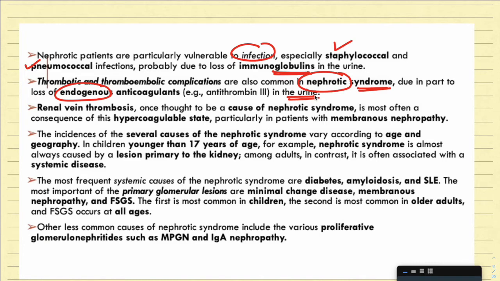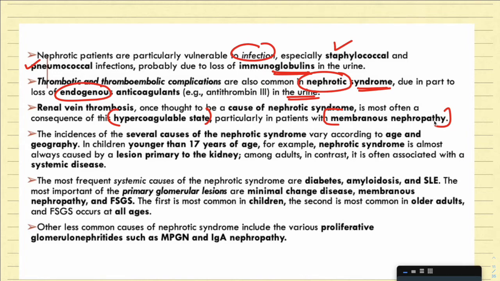Now, renal vein thrombosis, once thought to be a cause of nephrotic syndrome, is most often a consequence of this hypercoagulable state. So whatever thrombotic complications occur, they occur because of this, and renal vein thrombosis is most commonly seen in membranous nephropathy, which is one type of nephrotic syndrome. One of the manifestations of nephrotic syndrome.